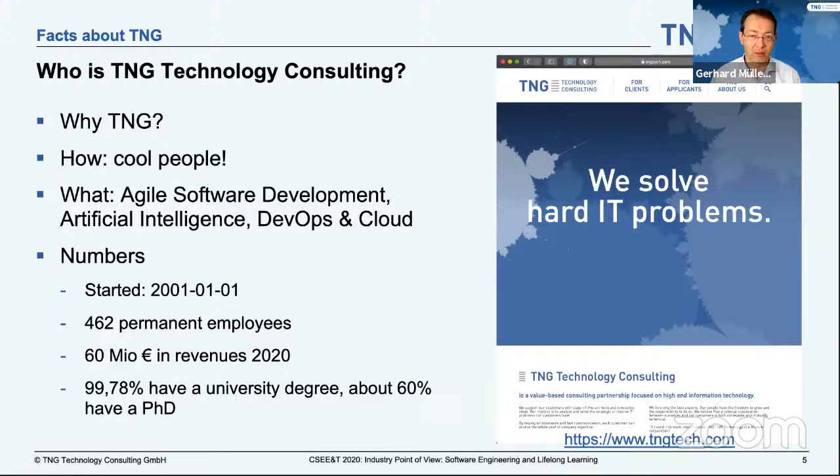What do we do? We do agile software development, nearly from the start of the company, artificial intelligence, DevOps, and cloud. Some numbers: we started on January 1st, 2001, so we are nearly 20 years old. We now have 462 permanent employees. We will make about 60 million euros in revenue this year. Except for one cool colleague, everyone has a university degree, and about 60% have a PhD or similar. That really distinguishes us a bit, because we think that smart people can create more value than many normal people. So a little bit like universities also.